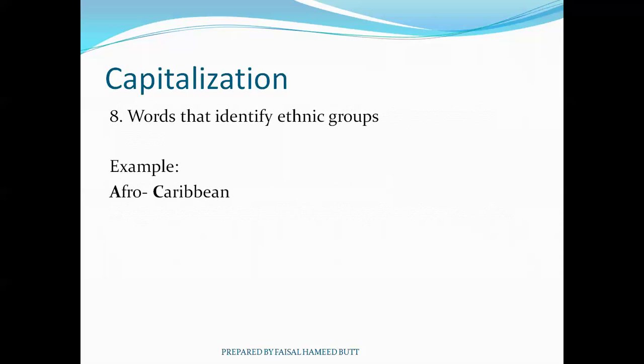Then words that identify ethnic groups, ethnicities, right? So you will also write their names with a capital letter, like Afro-Caribbeans. So Afro means Africans, and Caribbean is people from the Caribbean, like the West Indies. So the A of Afro and the C of Caribbean will be written with a capital letter. Like we say, we have different ethnicities in Pakistan. Like we say Saraikis. So in Saraikis, S will be capital because it represents an ethnic group, right? Okay. Now move to the next one.